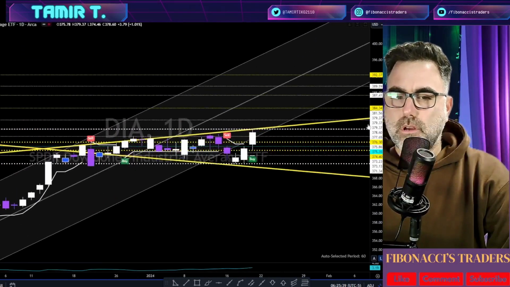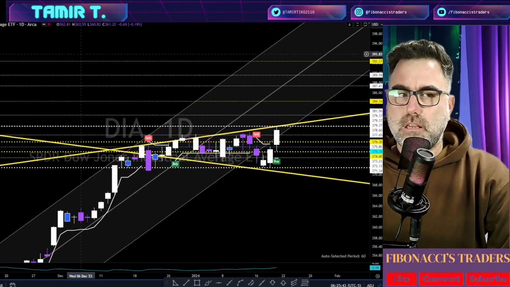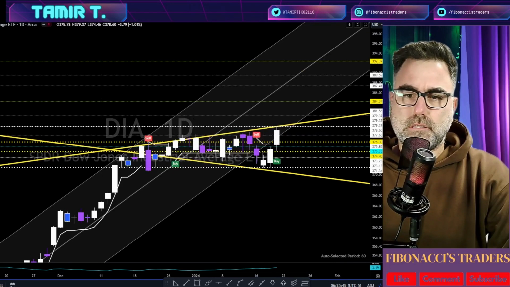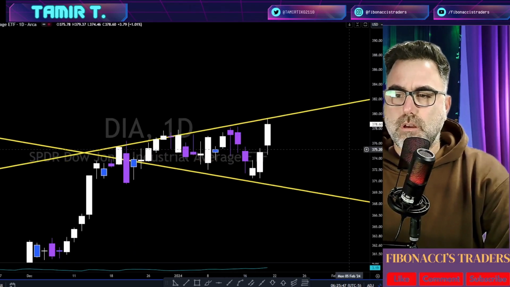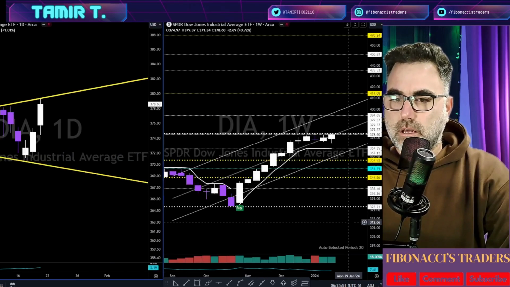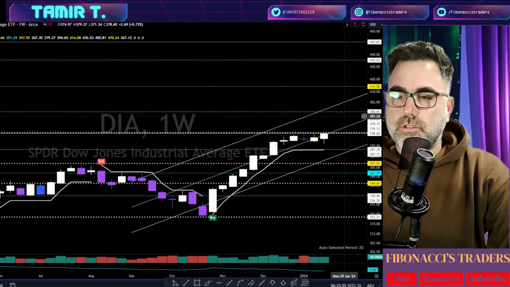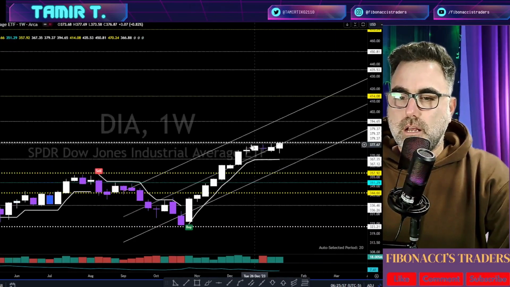Check it out. Dow Jones uptrend channels. But if we take a look, we don't need this. What do we have? Broadening formation on the daily. And this is how the weekly looks. Weekly on the Dow Jones, strong uptrend channel.